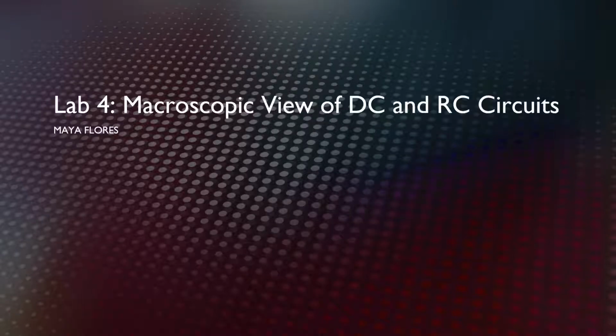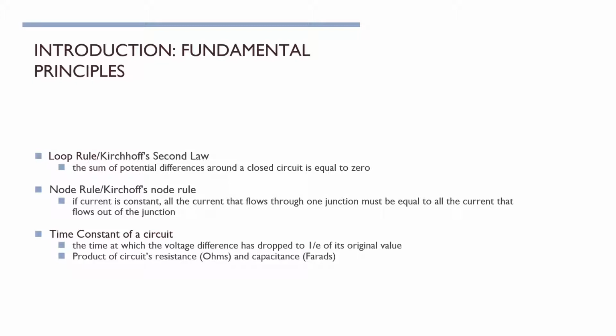This is Lab 4, Macroscopic View of DC and RC Circuits. Before getting started, there are a few fundamental principles necessary to understand the rest of this lab. The first is Kirchhoff's second law, or the loop rule, which states that the sum of the potential differences around a closed circuit must be equal to 0.